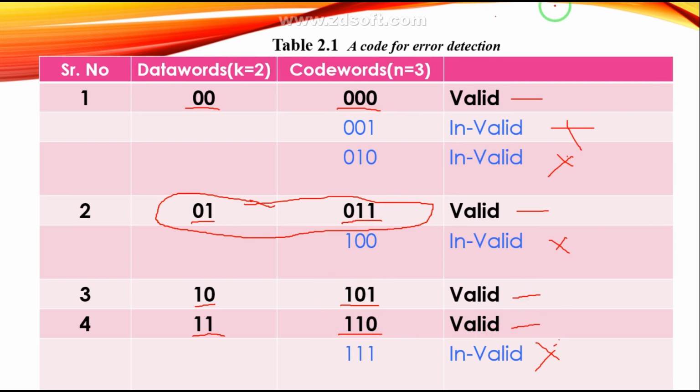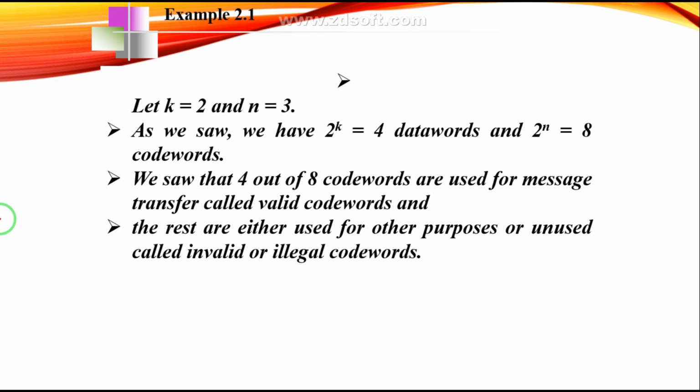So it is called valid code words. So note down these valid code words. So we would move further. In our previous table, we have considered k is equal to 2 and n is equal to 3. So we have seen that 2 raised to k, that is 4 data words are possible, and 2 raised to n, that is 2 raised to 3, is equal to 8 code words are there. Now we saw that 4 out of 8 code words are used for message transfer, that we call valid code words, and the rest are used for other purposes, which are also called invalid or illegal code words.